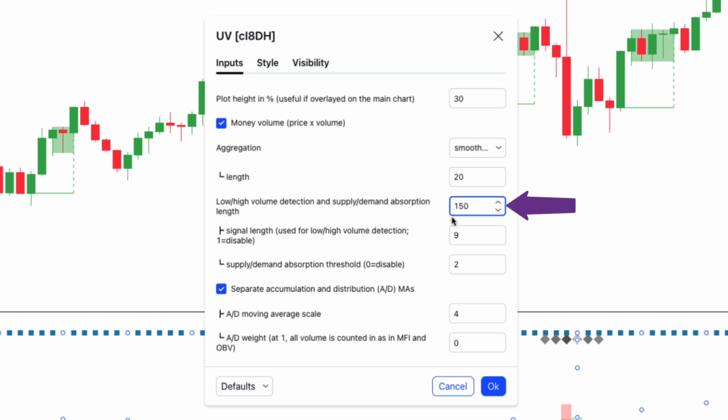Supply and demand dynamics significantly influence market trends, and the indicator's low-high volume detection and supply-demand absorption feature can help identify these shifts. Enabling this feature lets the indicator identify periods of unusually low or high volume activity and spot instances of supply-demand absorption, potentially indicative of trend changes.